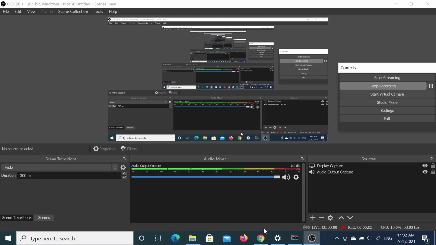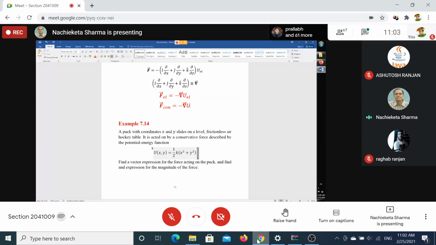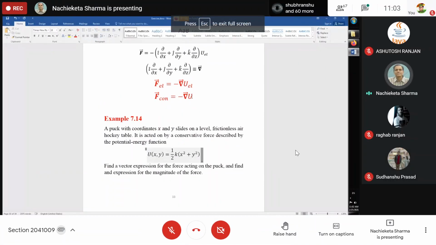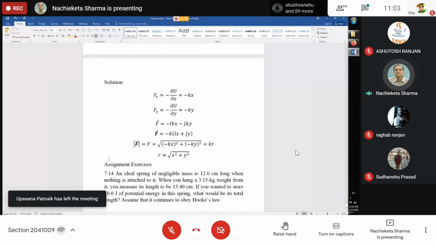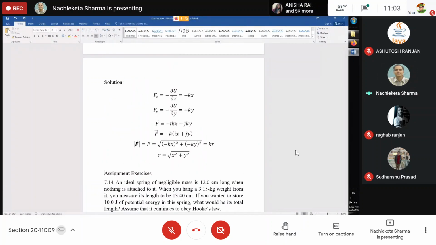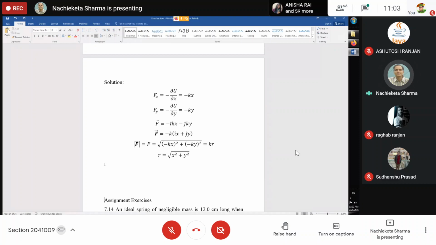Yes. So we have already worked out example 7.14. So finally we have one last topic of this chapter, that is energy diagrams. Okay, that is 7.5, energy diagrams.